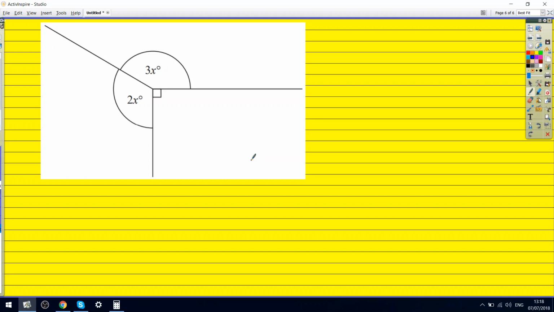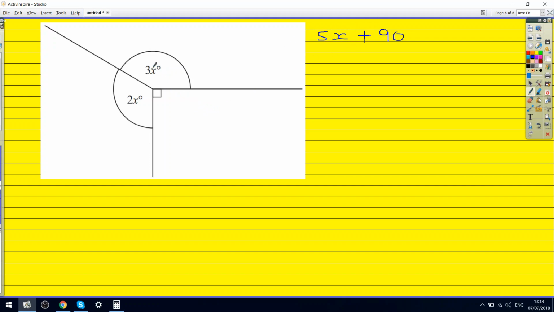Could we add them together first? Yep. So 2x and 3x will be 5x. So the whole thing will equal 5x. But do we have to work out that other side? Well, what is it if it has a square angle like that? 90 degrees. So when you add these three angles up, you get 5x plus 90, and you can't add that anymore.